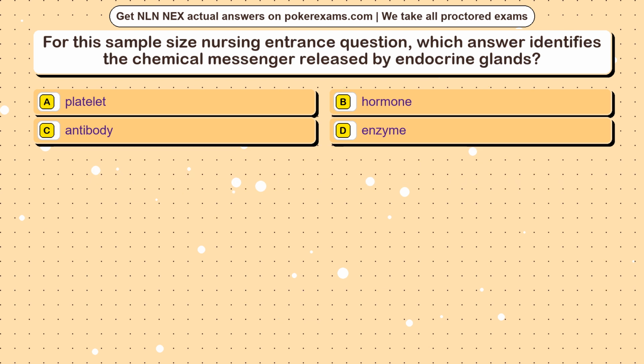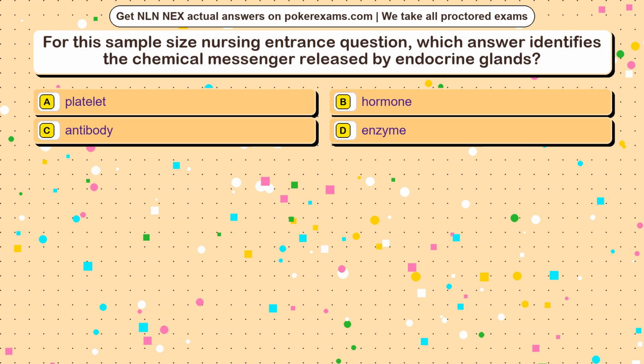Question 13. For this sample size nursing entrance question, which answer identifies the chemical messenger released by endocrine glands? Option A, platelet. Option B, hormone. Option C, antibody. Option D, enzyme.